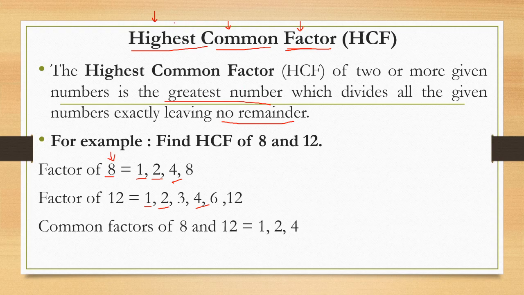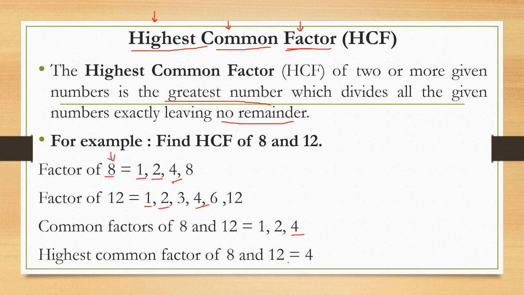The third term is highest. Highest means greatest. Among these three, we know that 4 is the greatest factor of 8 and 12. So the highest common factor of 8 and 12 is 4. That's how you can find the HCF of numbers by using its name.